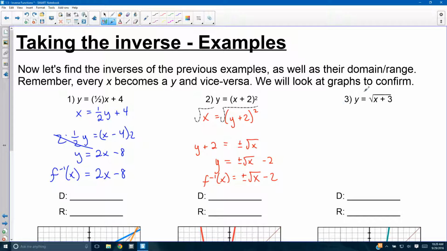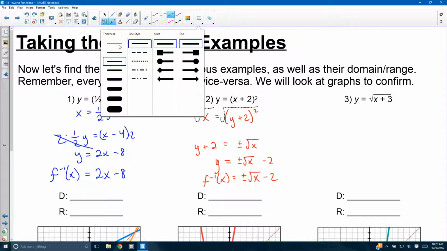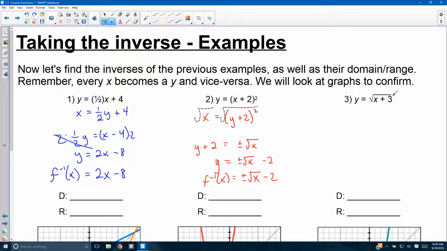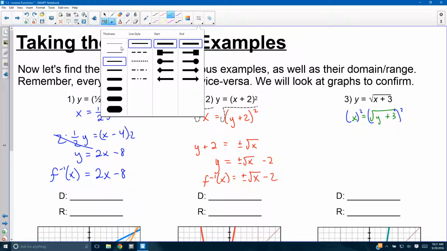Third one, y equals square root of x plus 3. Swap x and y to find its inverse. We have found it, but now let's write it in terms of y equals. Square both sides right here, and we'll get y plus 3 equals x squared.